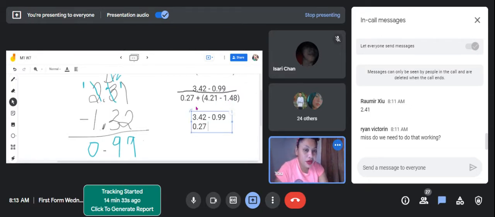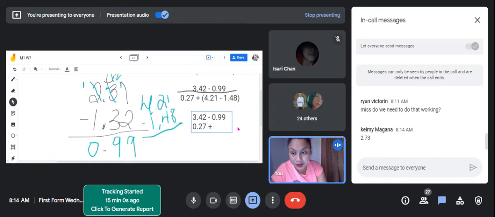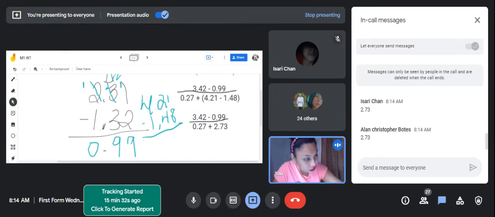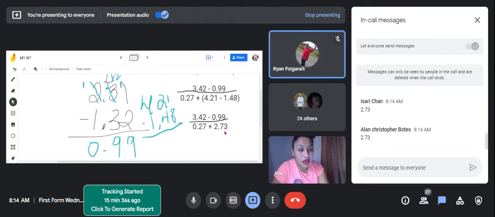And if I do this subtraction, 4.21 minus 1.48, I want you guys to do that subtraction. Same way that we subtract, you're going to be subtracting this one. And I want you guys to tell me what that gives you. Let me see. 2.73. Okay, very good. So I'm going to have 2.73. Everybody understands what we have done so far? Yes, miss.